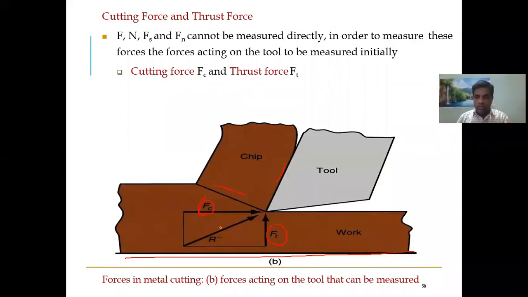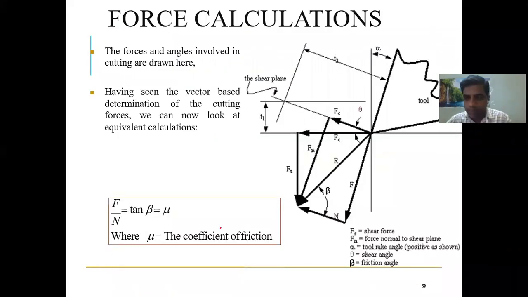So in addition to the previous 4 forces, these 2 forces are also acting, the cutting force as well as the thrust force. And these cutting force and thrust force are very important, because we can measure them. The 4 forces we discussed previously, we cannot measure directly. So we measure these 2 forces, and using the relation between these forces and the other forces, we calculate the friction force as well as the shear force. So these 6 forces are acting on any cutting tool at the contact point, at the tip point. I hope this is clear?